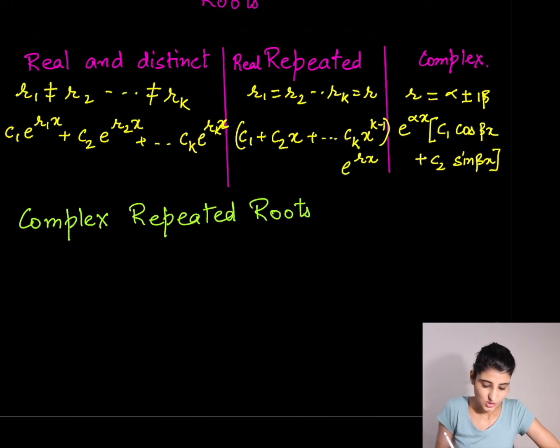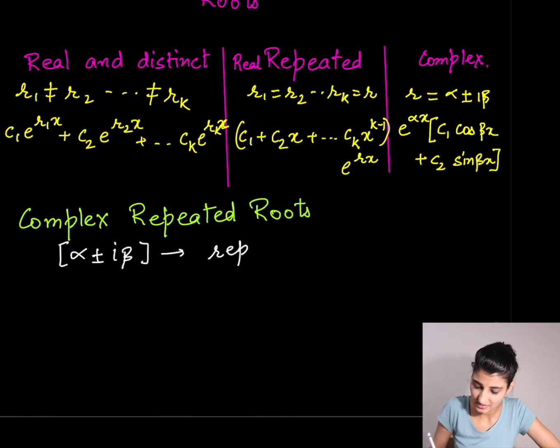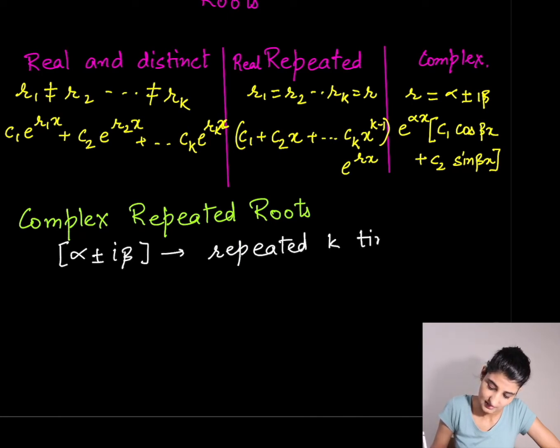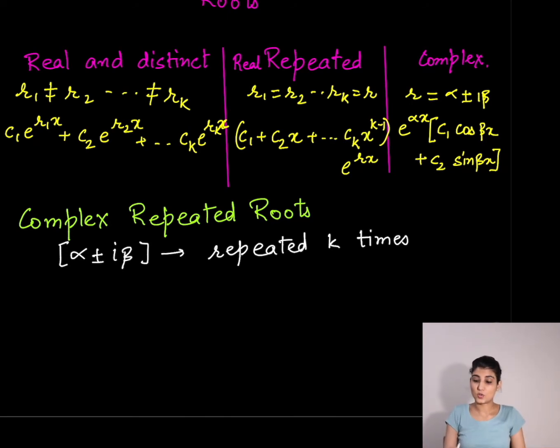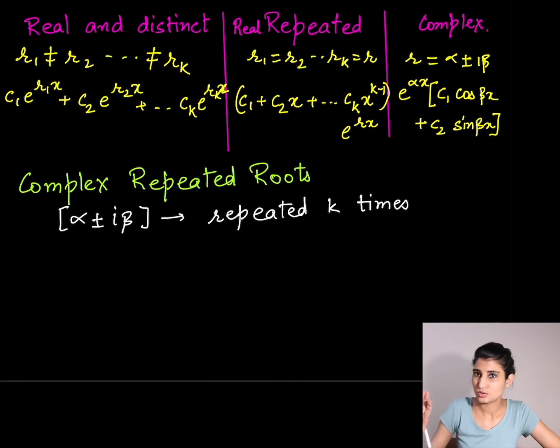Let's see. So suppose you have alpha plus i beta, this root, and this root is repeated k times. So basically you are talking about 2k roots, right? Because you have alpha plus i beta, alpha minus i beta, and you are repeating them k times. So you are repeating 2 roots k times. So total 2k roots you are talking about. Okay, let's see. Complex roots always occur in pairs.